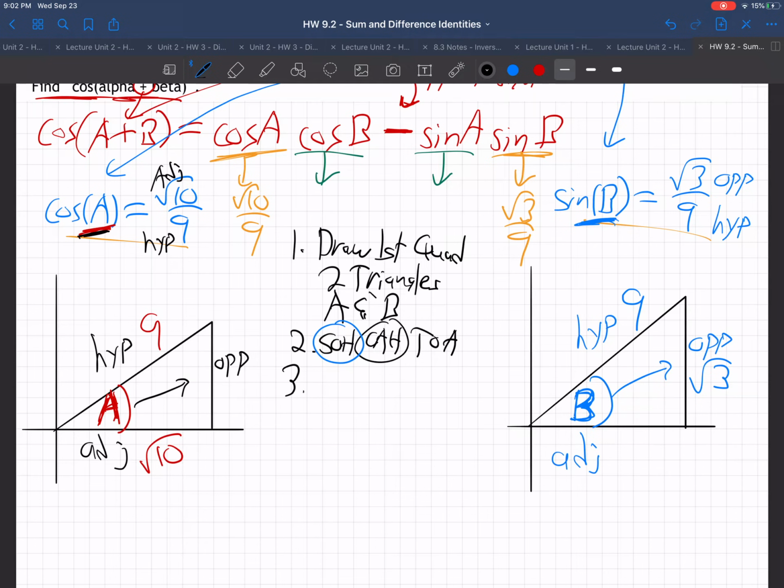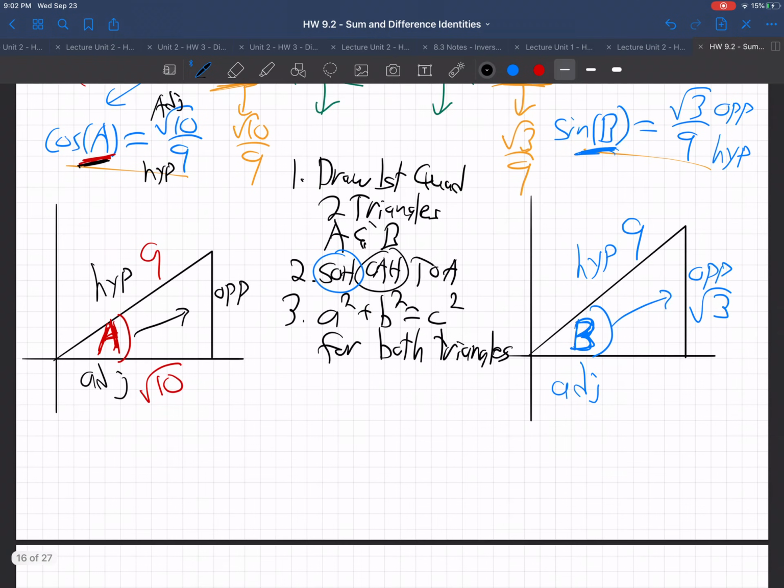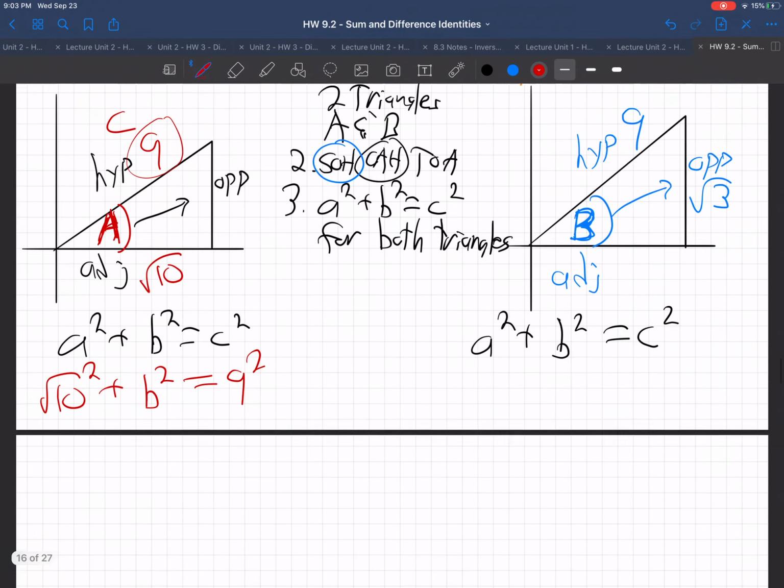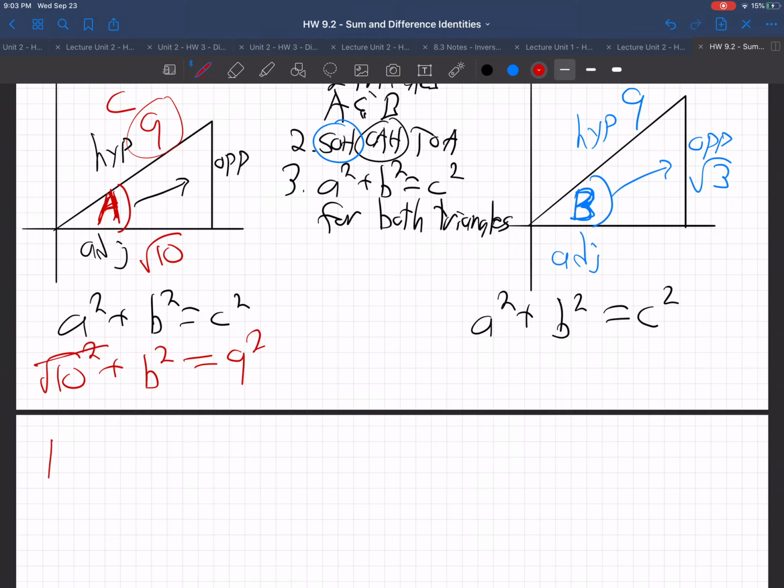How do we find that missing side? You know, a squared plus b squared equals c squared for both triangles. So I'm going to have to do an a squared plus b squared is c squared here, and a different a squared plus b squared is c squared over there. So what do I know? The hypotenuse is the side that goes alone. That's the c. So this is root 10 squared plus b squared is 9 squared. And the squaring cancels the rooting, right? They're opposites. That's 10, plus b squared is 81.